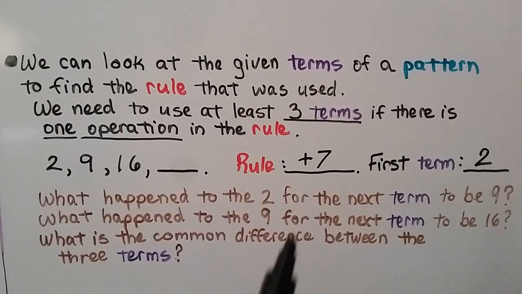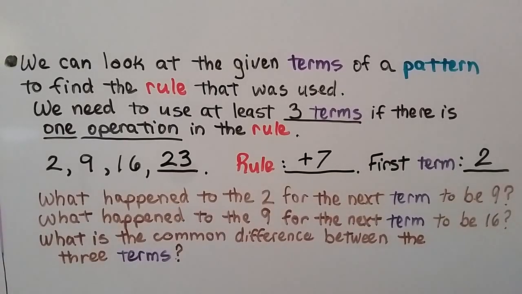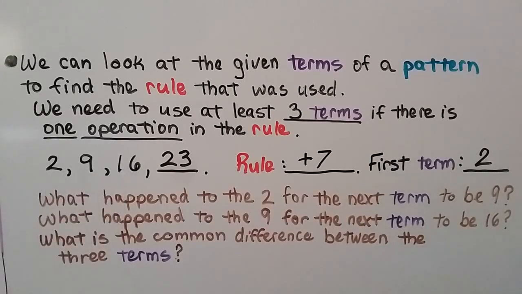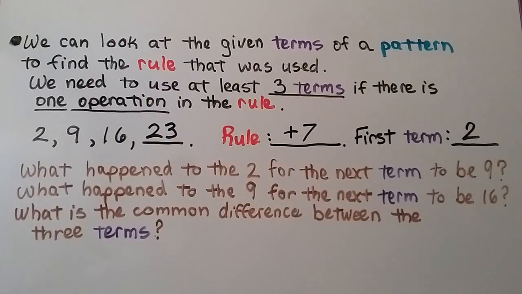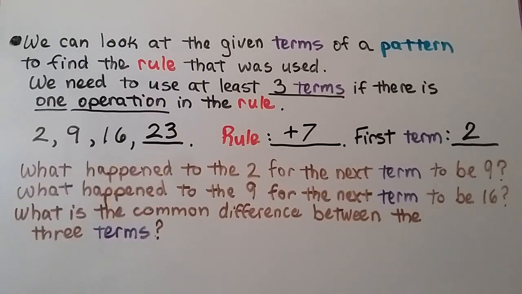Now we can use the rule add 7 to find the next number. 16 plus 7 is 23. We found what the common difference was between the terms, which helped us find the rule. Then we used that rule to find the missing number. So when the rule has one operation, we need at least 3 terms to help us determine what the missing number is that comes next.